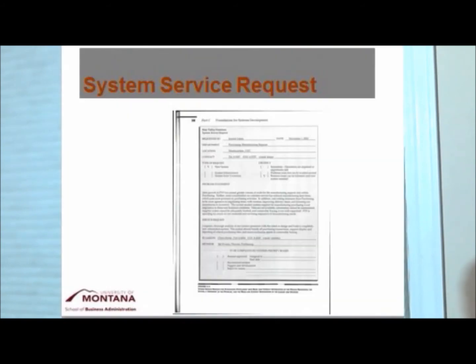And so one of the pieces of documentation you're going to need to complete is a system service request. And here on this slide, you'll see there's, well, it's not a great example, but it is an example of a system service request. And it just basically lays out who's requesting it, which department. You can say a location where they're located.